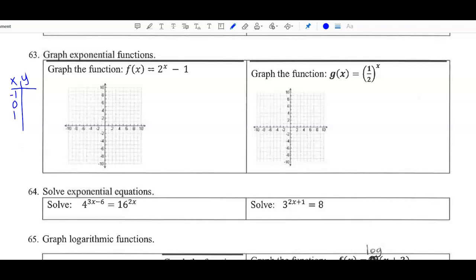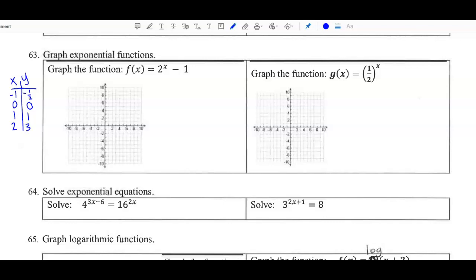All right? So if I put -1 in place of x, 2 to the -1 power is 1/2, and then 1/2 minus 1 is -1/2. Okay, and then if I put 0 in there, 2 to the 0 power is 1, minus 1 is 0. And then if I put 1 in, 2 to the first power is 2, minus 1 is 1. And then let's do another one. What if I put 2 in? So 2 to the second power is 4, minus 1 is 3.